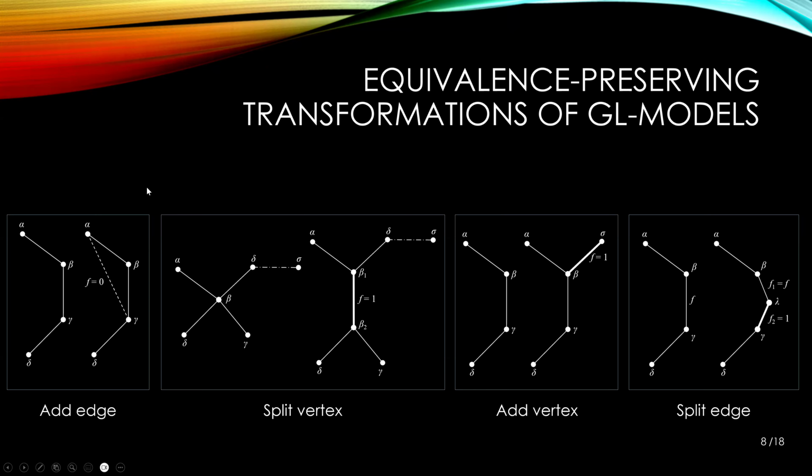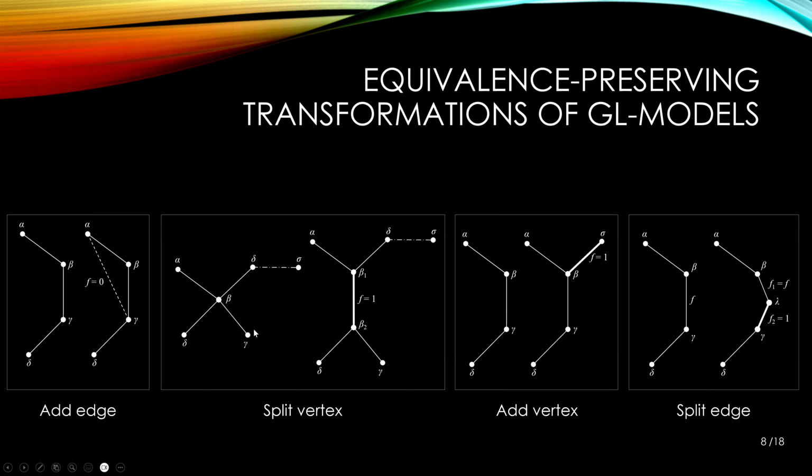And we have the following four transformations that can be applied. The first one is that an edge with a trivial edge function of the form f equal to constant 0 can be added between arbitrary vertices. We select a pair of vertices here, for example, these ones, and we can add an edge with trivial edge function f equal to 0.